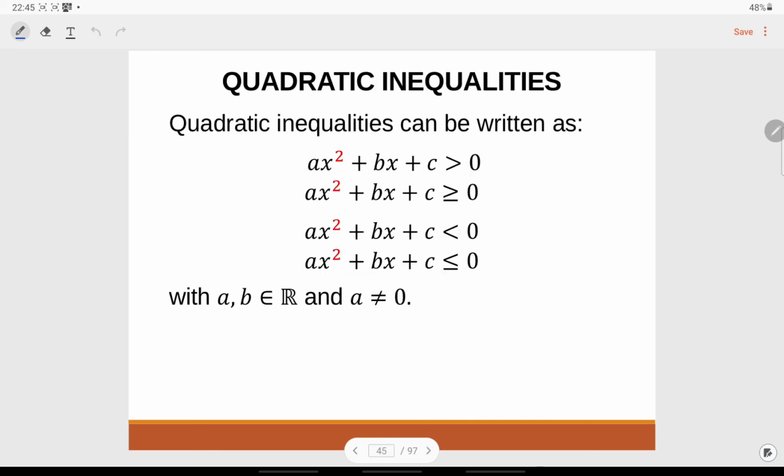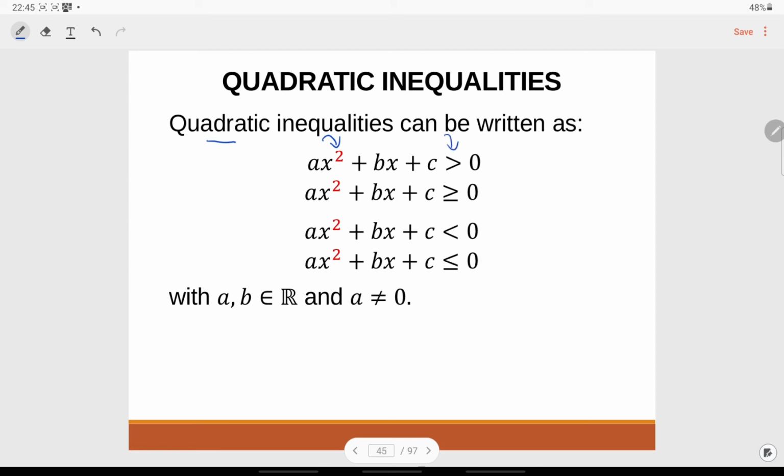Okay, so having finished the linear inequalities, we move to the quadratic inequalities. So what is the difference? Again, the difference is the power for the variable x. Previously, for the linear inequality, the highest power for x equals 1. But this time, the highest power for x equals 2. That is why we call it a quadratic inequality, because we have an inequality sign here.